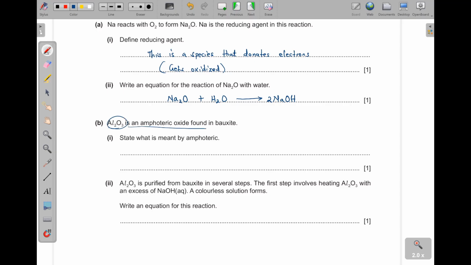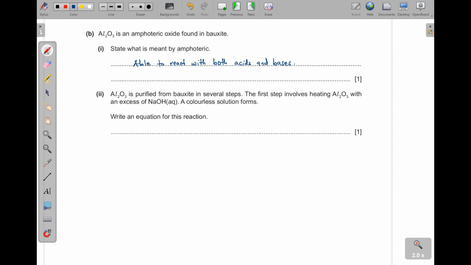Aluminium oxide is an amphoteric oxide found in bauxite. Roman 1. State what is meant by amphoteric. This means that it can react with both acids and bases, or it shows both acidic and basic behavior. So amphoteric means able to react with both acids and bases. As simple as that.